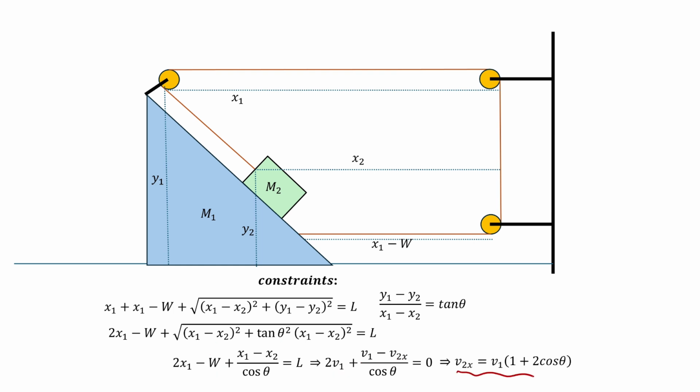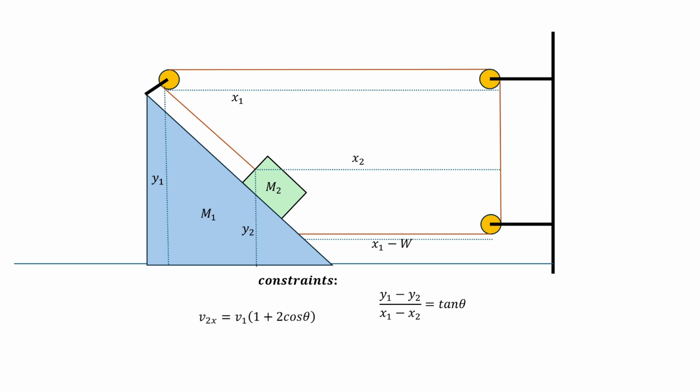I have just generated from this coordinate system a relationship between v2x and v1. In other words, they're not the same anymore. They have this more complicated relationship. Okay, now I need to find a relationship between the y velocity, like I had in the last one.